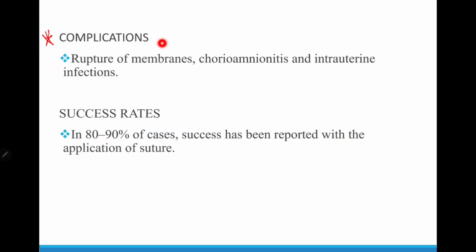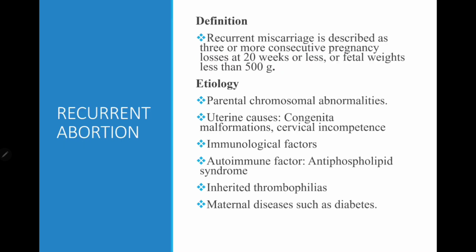What are the complications of cerclage? Rupture of membranes can occur, chorioamnionitis can occur, and intrauterine infections can occur. So the complications are rupture of membranes, chorioamnionitis and intrauterine infections. Now the success rates: in 80 to 90% of cases, success has been reported with the application of suture.